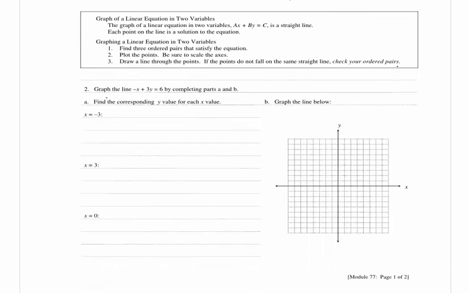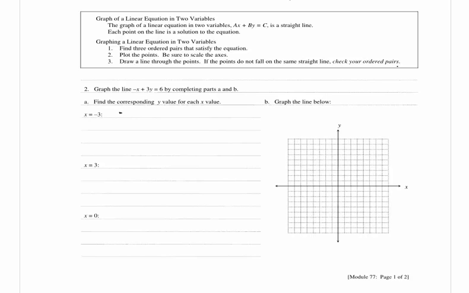In 2, it wants us to graph the line negative x plus 3y is equal to 6 by completing parts A and B. In A, it says, find the corresponding y value for each x value. So we're going to plug our x value into our equation and solve for y.